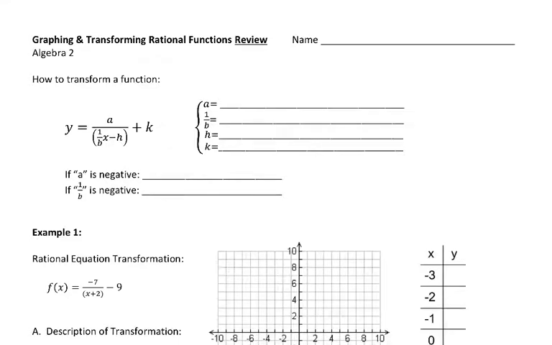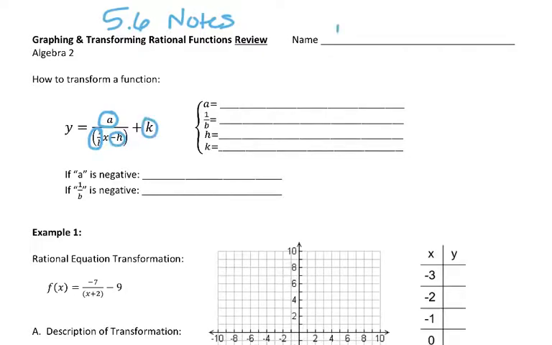Alright, so here we are with the 5-6 notes. And we're talking about graphing and transforming rational functions. So, the idea of this, and hopefully you remember from our transformations unit, is that we have this a value that, whenever it changes a certain number in a parent function, will do things to that function. We've got this 1 over b, or b value, an h value, and then also a k.